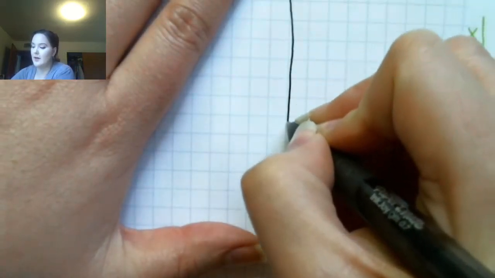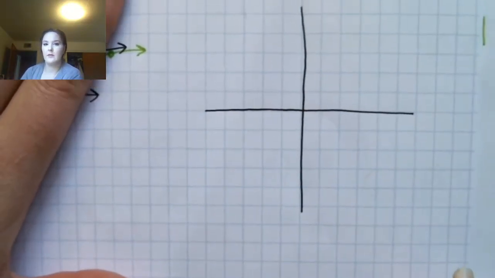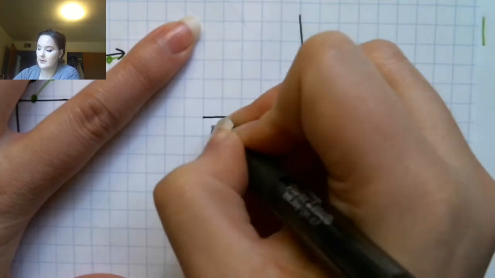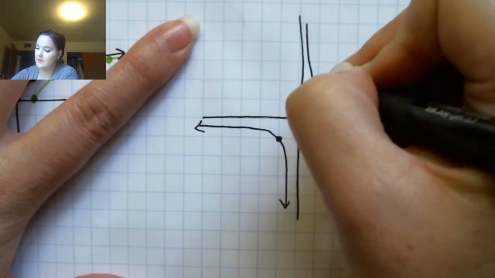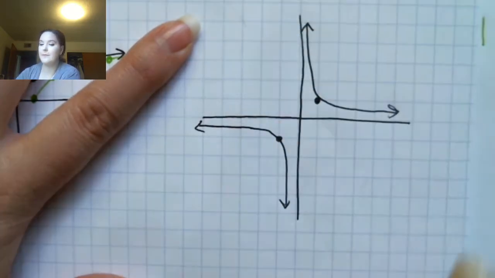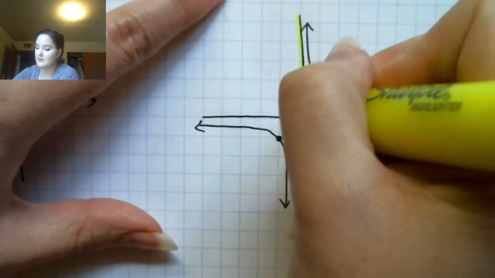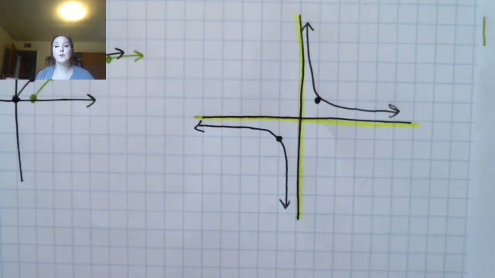So I'll draw my base graph. So my base graph has those key points. And remember, the key features are these lines here. The graphs don't go across those lines, so they really give you a good sense of the shape. So now my transformation was right 3.